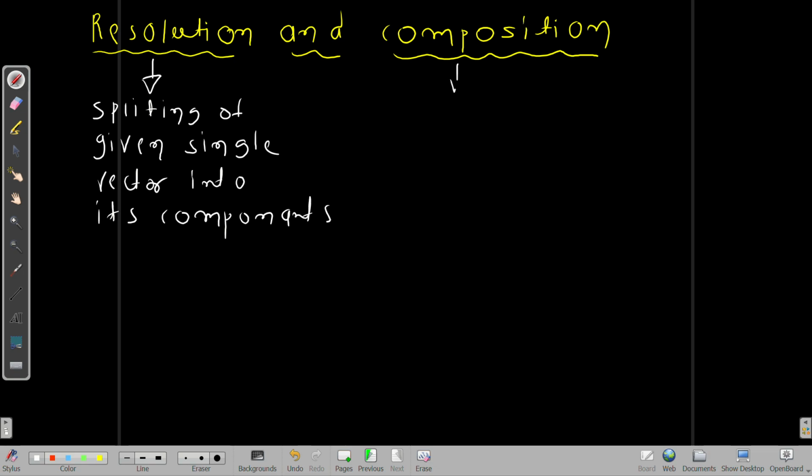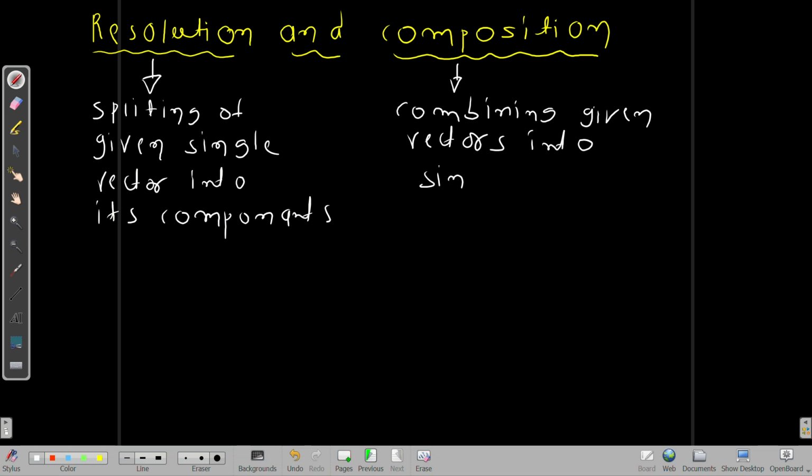But composition is exactly the opposite. It is combining given vectors, it may be two, it may be more than two, into a single force. Combining given vectors into a single vector. We can call it force also, but it is a vector. It is nothing but composition. It is nothing but finding a resultant.